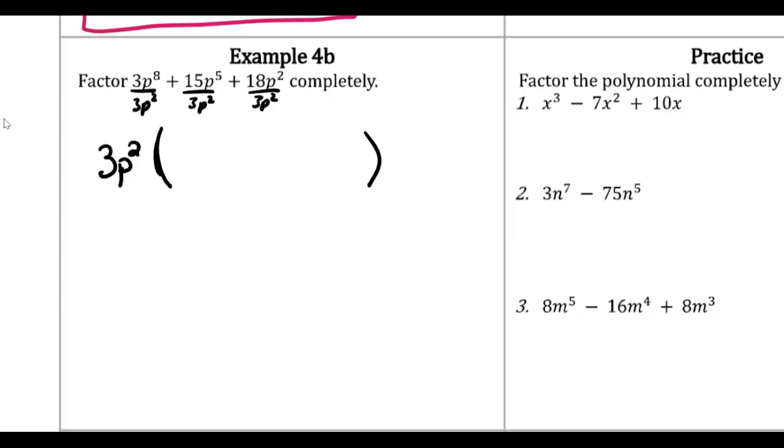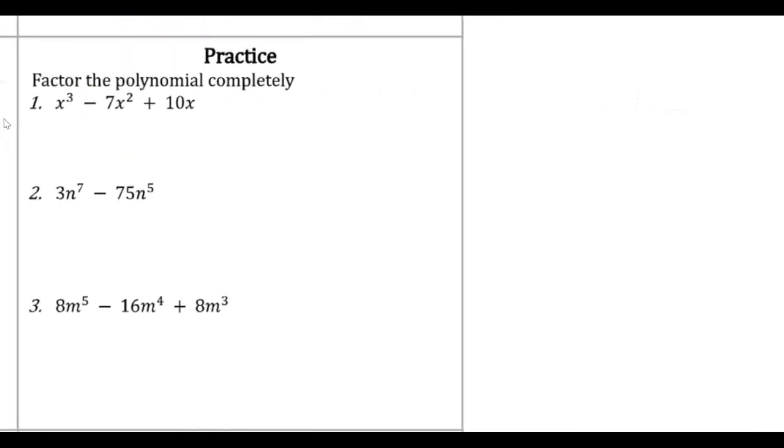All right, so if I do 3p to the 8th divided by 3p squared, the 3 cancels out. p to the 8th divided by p squared is p to the 6th. What's happening there, I'm just going to scoot off to the side and show you. When you have something like that, you're subtracting them. You do 8 minus 2 and you get 6.